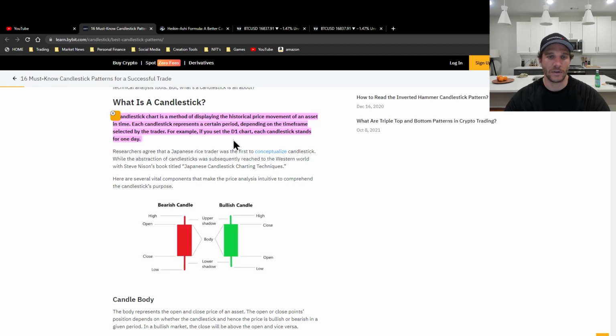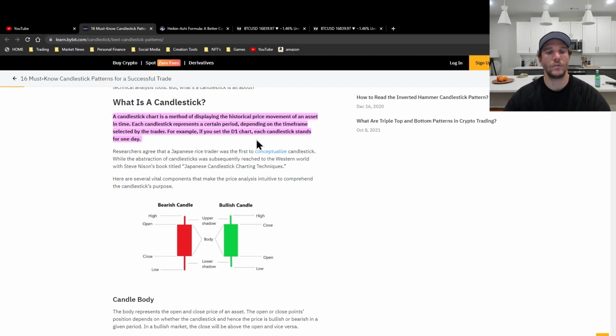So D1 is 1 day. The charts you can change around, and I'll show you that in a second. Inside of TradingView, you can do by the day, by the week, by the month, by the year. You can really break it down on whatever kind of time frame you like. You can go by the hour, 4 hour, 1 hour. So you can get as detailed or as zoomed out as you'd like on the time scale.